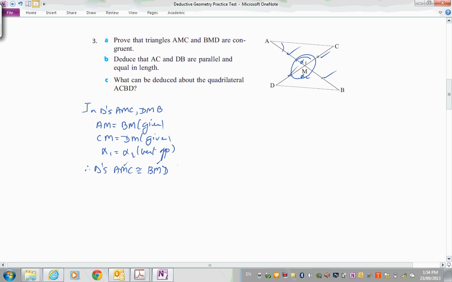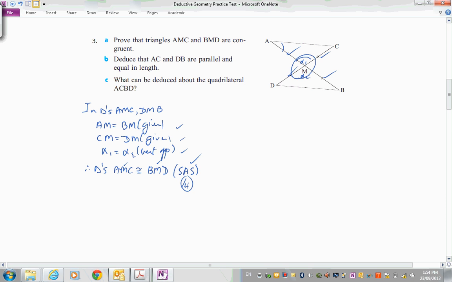Okay, get those matchups, and this was 2 sides and the included angle. So that again will give you, I might be overmarked, give you 4 for that. 1 for each of those with reasons in brackets, and 1 for the correct statement of matchups.